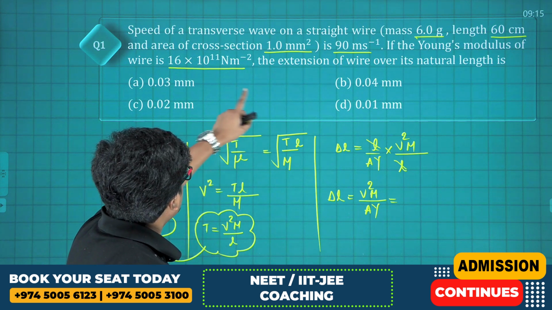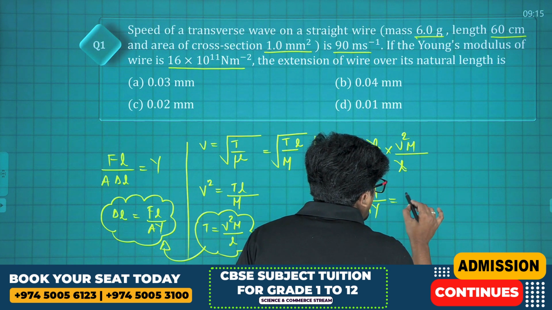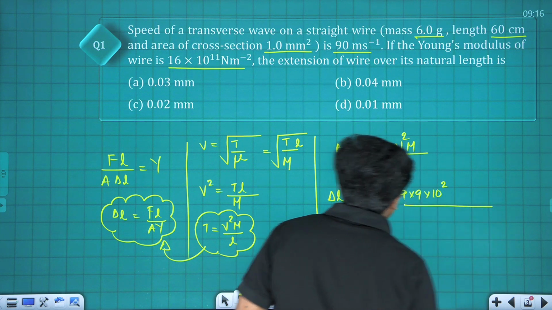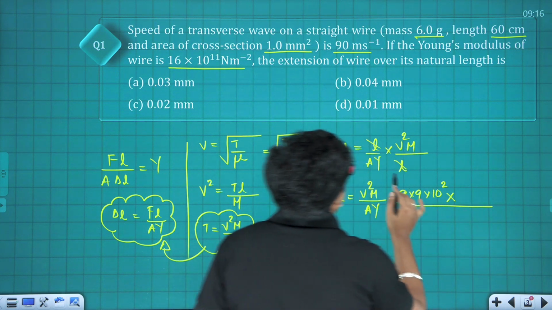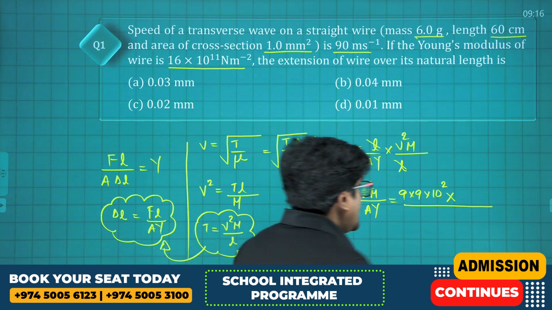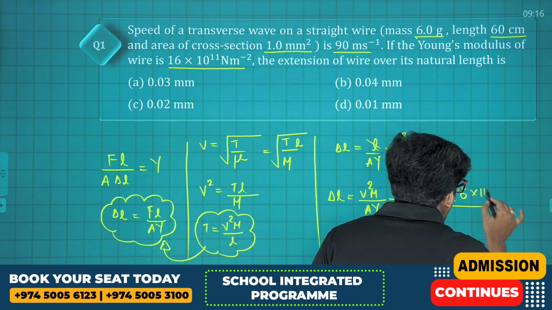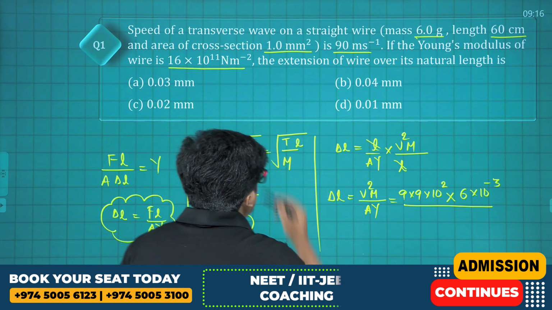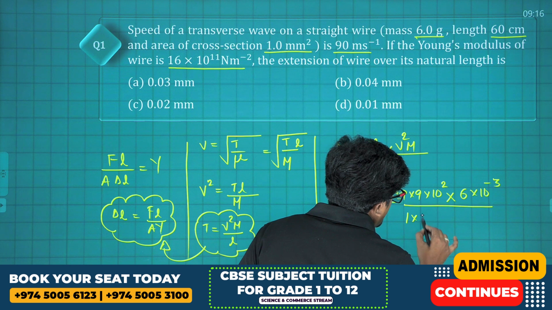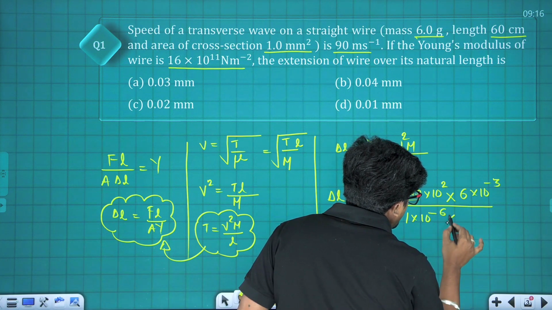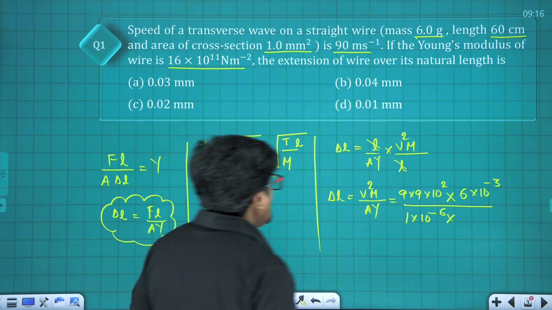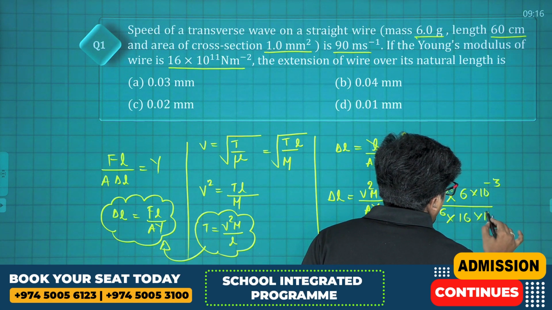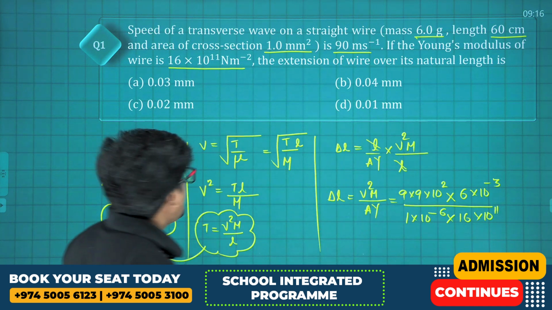Alright, now what is V square? V square needs to be marked as 90 into 90, so I am going to mark it as 9 into 9 into 10 to power 2, into mass. Mass is 6 gram, that is 6 into 10 to power minus 3, all divided by area. Area is 1 into 10 to power minus 6, into Young's modulus, which is 16 into 10 to power 11.